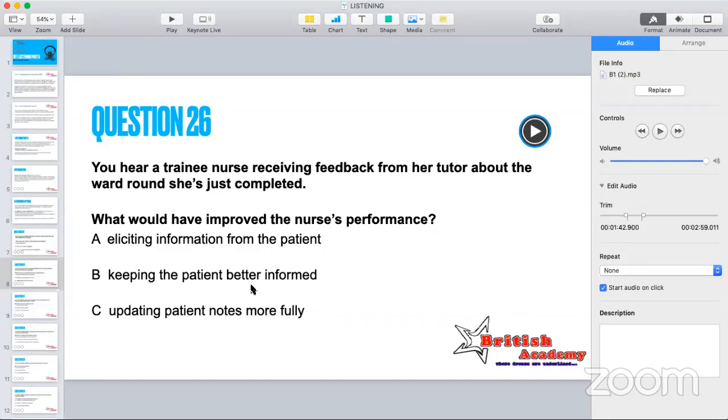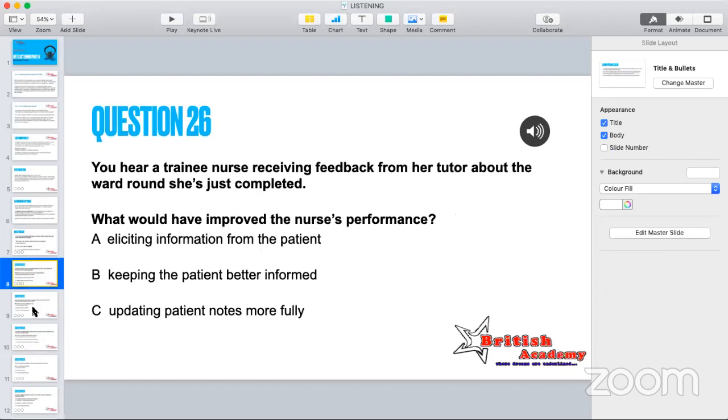So over here, most of the people, yes, you have given the right answer. That is B. C is not the right option. I think I've explained very well why it is not, because it is not speaking about updating patient notes more fully. The tutor clearly said you have done it very well, all the parameters you recorded, but you could have passed this information. You should have passed this information to the patient for his reassurance. Wonderful people, you're participating very well.